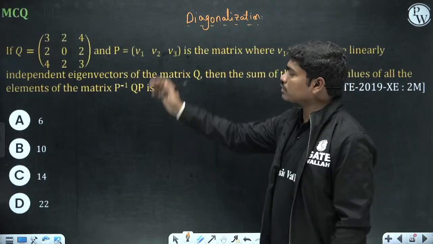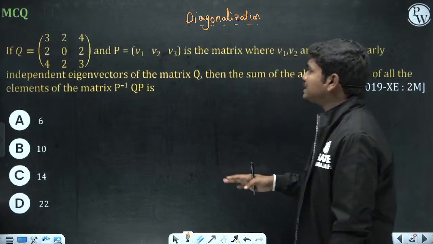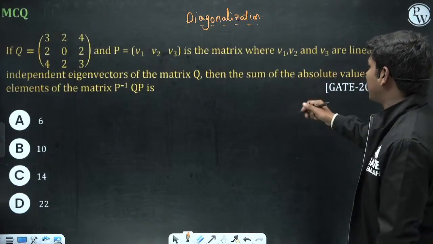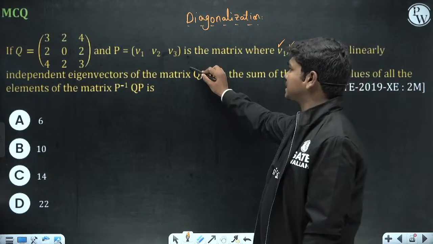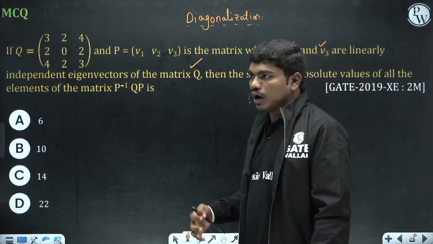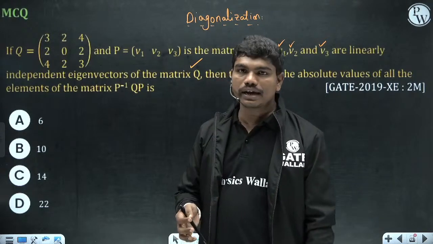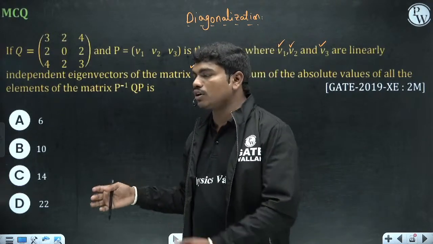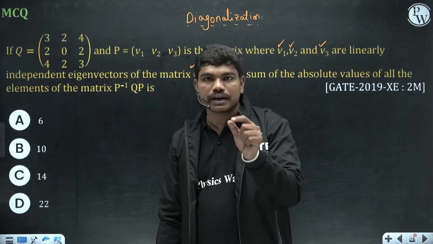If Q is equal to the matrix 3 2 4, 2 0 2, 4 2 3, and P is equal to the matrix [V1 V2 V3], where V1, V2, V3 are linearly independent eigenvectors of matrix Q. Obviously, if you want to define the diagonalization concept, your eigenvectors should be linearly independent. I'll hopefully take some session on linearly dependent and independent vectors in tomorrow's class. I'll spend some 10-15 minutes and explain it to you.